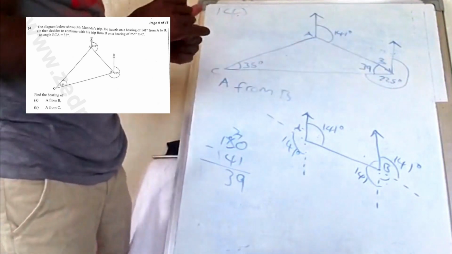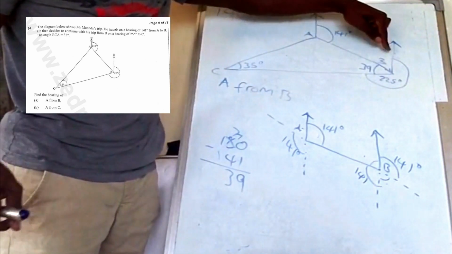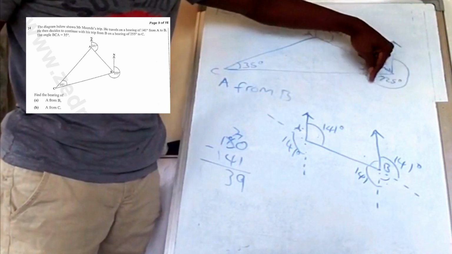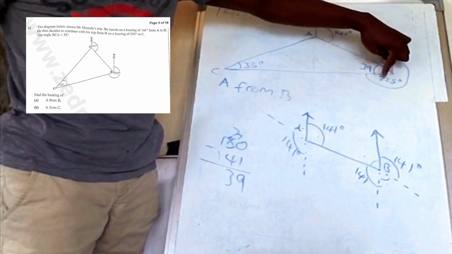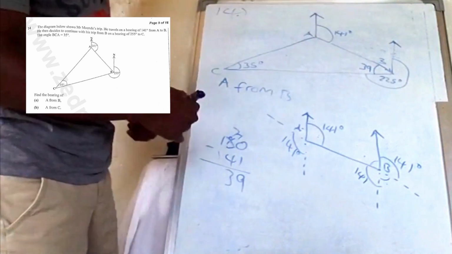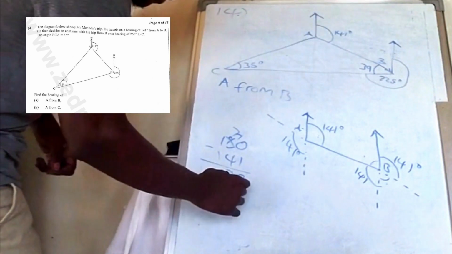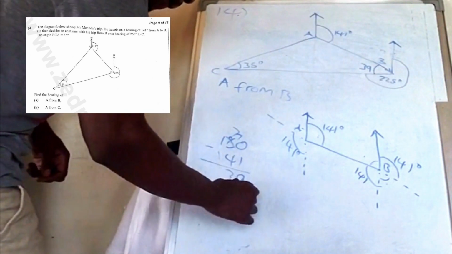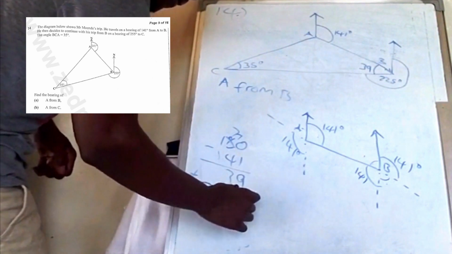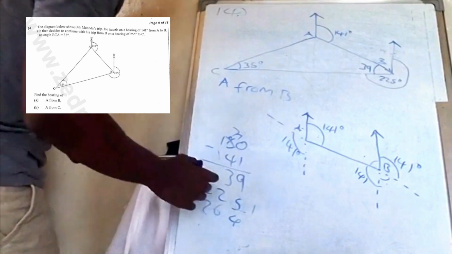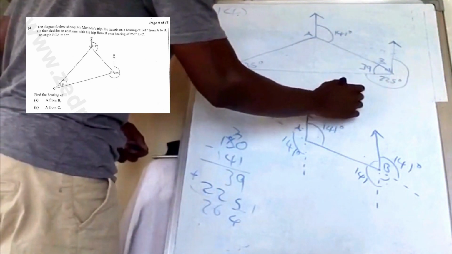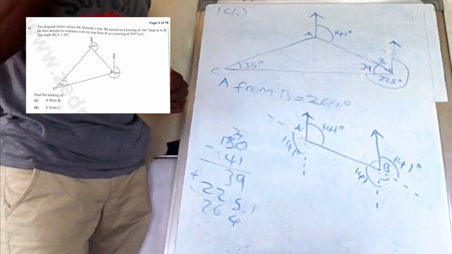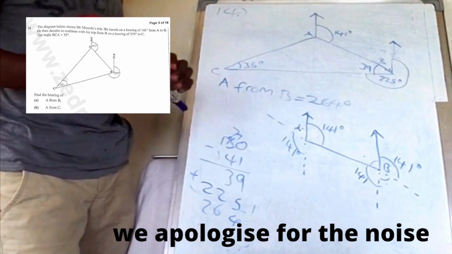So to find the bearing of B from A, we start from there, going all the way to that point. And that is simply 225 plus 39. So 225 plus 39 will give us 264. So the bearing of A from B is equal to 264 degrees. Okay, hope we're together. 264 degrees.